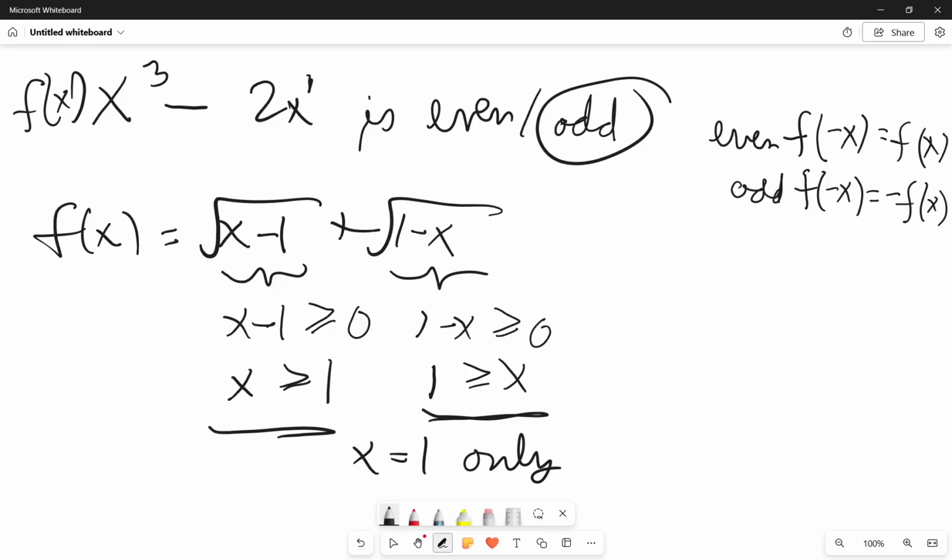So you can graph this to see if it's even or odd. As you can see, x is 1 only and y is 0, so it has to be this point right here. And according to our hack, this is not even because it's not symmetric about the y-axis, and this is not odd because it's not symmetric about the origin. So I guess this isn't either of them.